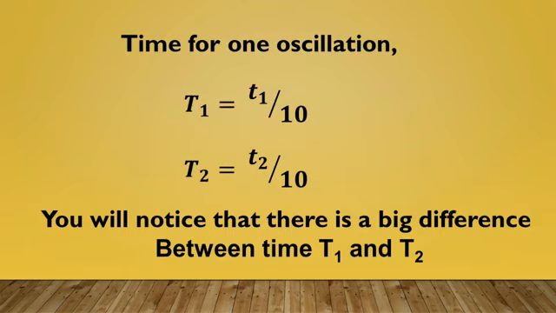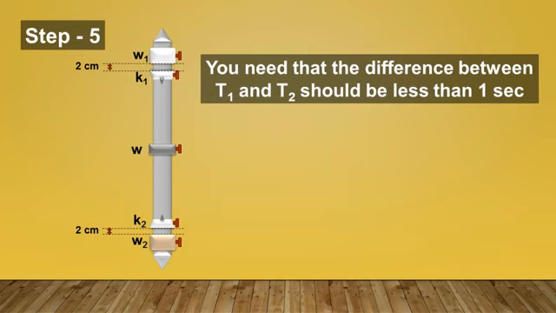Now you can divide this time by 10 and get the time for one oscillation. So in this way you get T1 and T2 as the time period of one oscillation. The main requirement in this experiment is that the difference between time T1 and T2 should be less than 1 second so that we get accurate values of acceleration due to gravity.